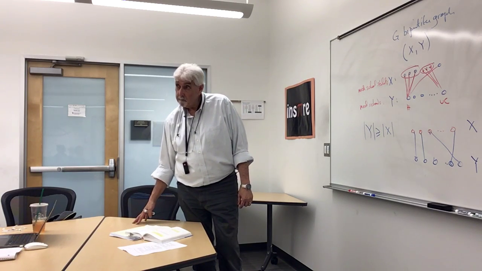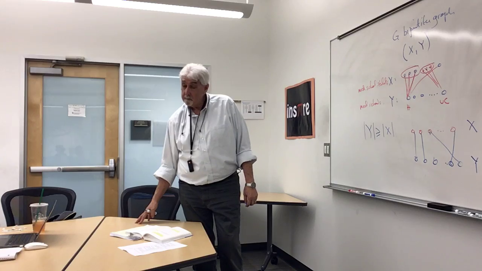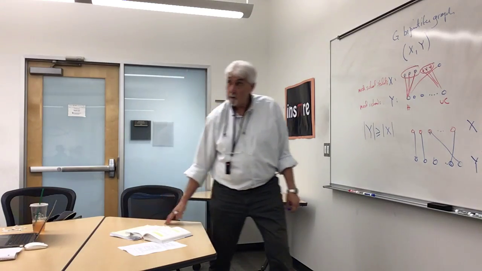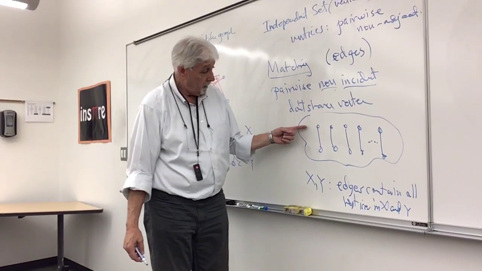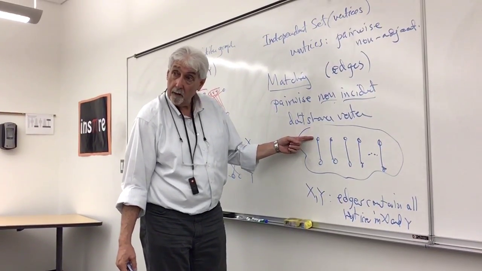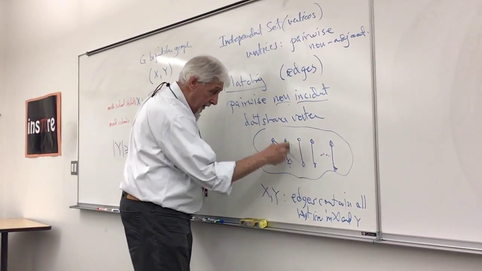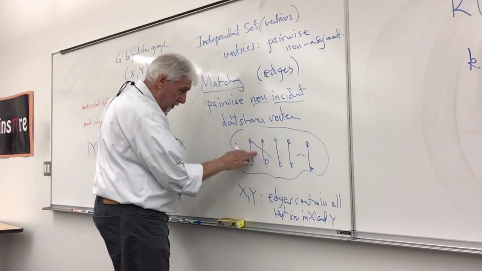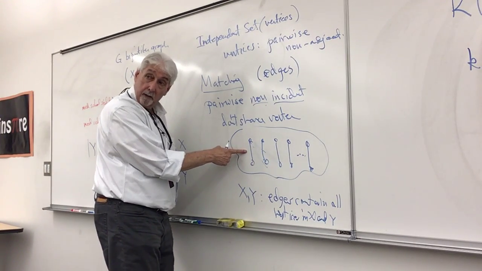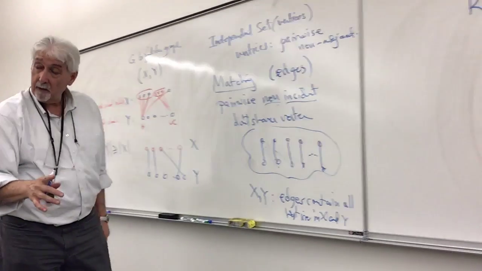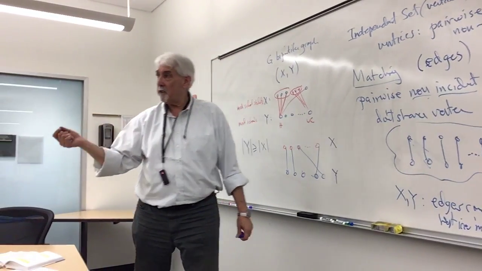Well, if the perfect matching means the edges contain all the vertices of X and Y, can one x have edges with more than one y? So that's also the edges containing all the vertices. So say that again. One x connects with more than one y. Yeah, so certainly this is just a subgraph of the graph. Oh, okay, it's a subgraph. But the converse is not true.